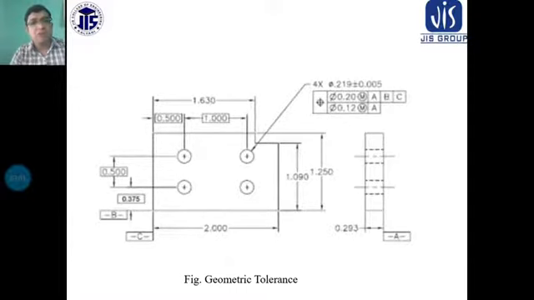Another thing seen is, on the hole, you can consider according to 0.5. Another is 0.5 to 1.090, and another here is 1.250, which is concerned according to this. And this is concerned according to the geometric tolerance here.